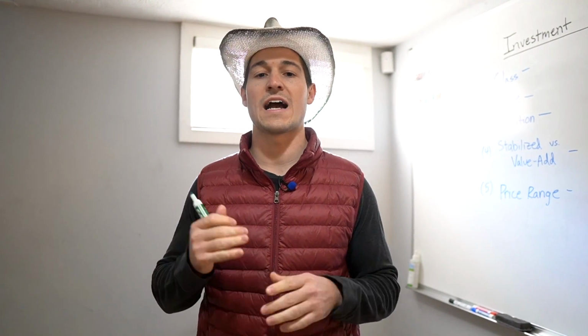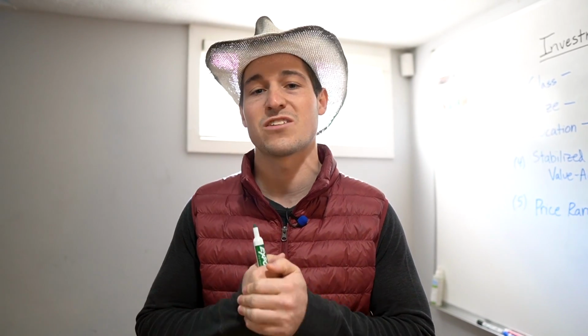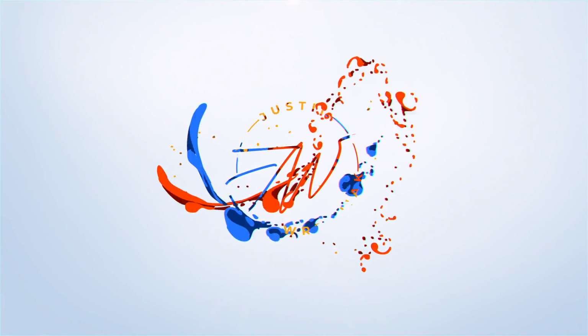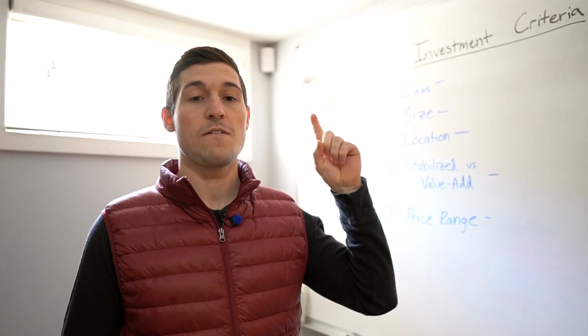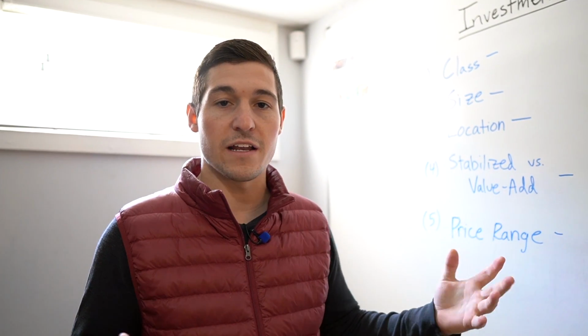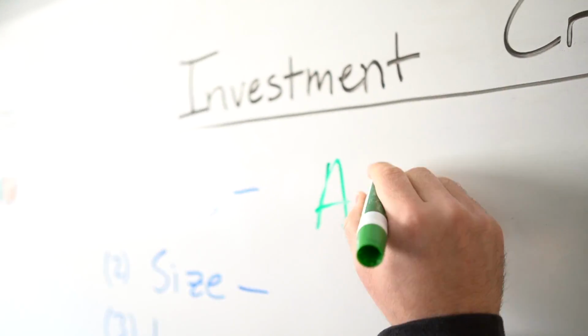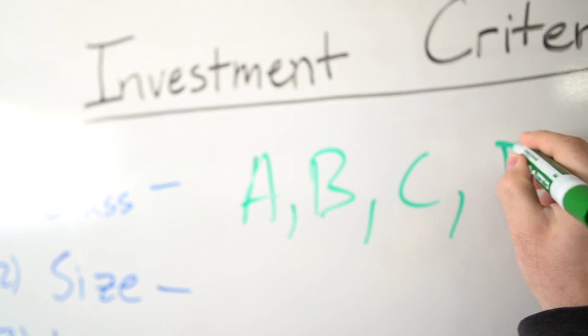I want to talk to you guys, especially my newbie investors, about how to establish that investment criteria. First things first, the asset class. What do I mean by this? It's pretty much divided into 4 classes in the real estate world. We got A, B, C, and D.